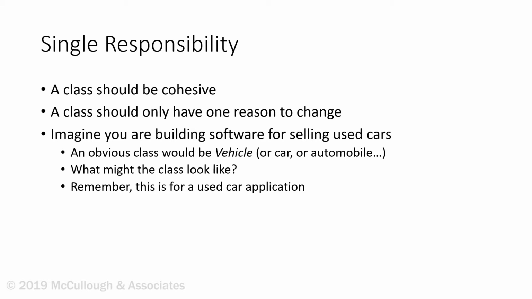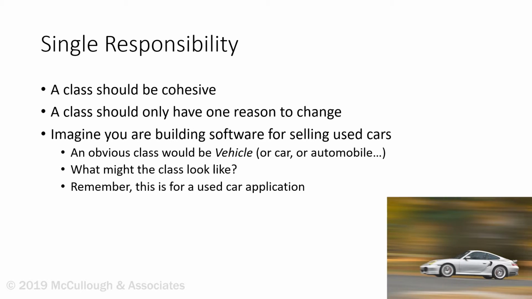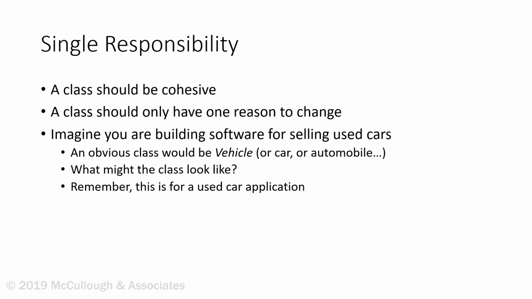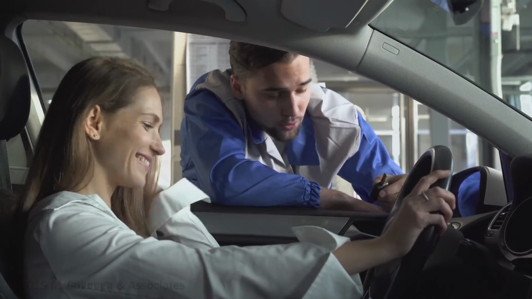Say, for instance, that you're building an application for selling used cars. Like, say, a company like CarMax wanted you to build an application for them. Now, this application is going to support the consumer-facing web application as well as internal management and sales. One of the obvious classes that you might come up with would be vehicle. What kind of attributes and what kind of functions would that class have? Remember, this is for a used car application, not a car simulator or onboard software.